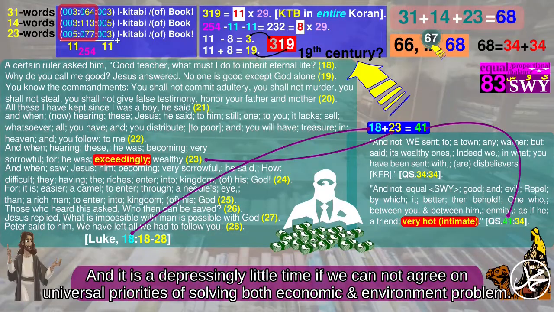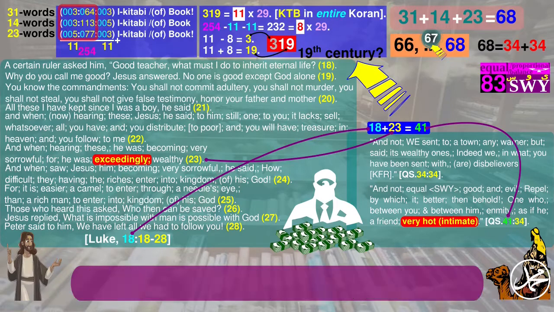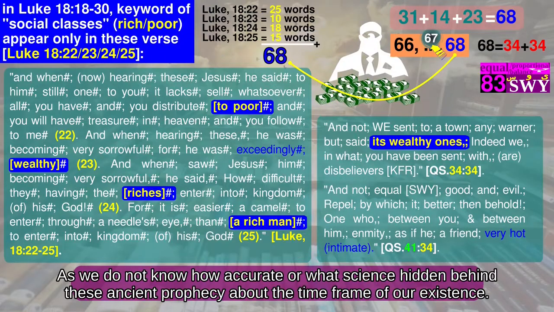And it is a depressingly little time, if we cannot agree on universal priorities of solving both economic and environment problem. As we do not know how accurate or what science hidden behind these ancient prophecy about the time frame of our existence.